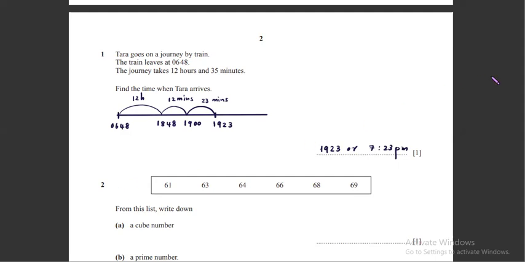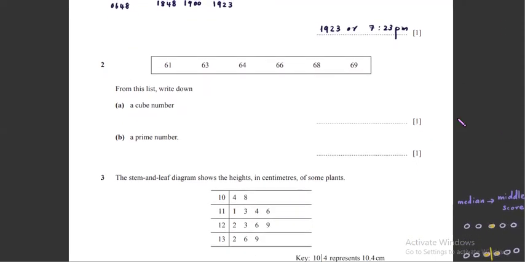Let's move on to question number 2. There are 6 numbers given here. You need to find a cube number out of this and a prime number. A cube number is formed when 3 same numbers are multiplied together. In this case, 64 is going to be a cube number. The reason why 64 is a cube number is because 4 times 4 times 4 gives us 64. That is 3 same numbers multiplied together to give us 64. That's the reason why 64 is a cube number.